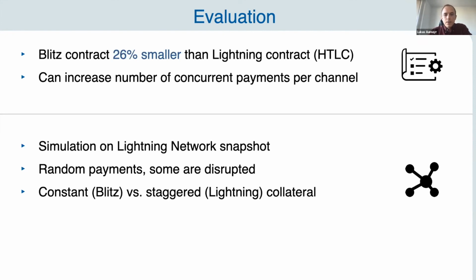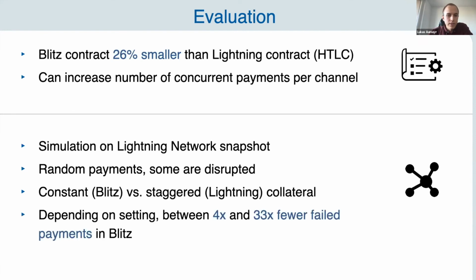Then we ran the rest of the payments and we found out that, depending on the setting, so how many payments are disrupted, how many payments we send through the channels and what value these have, we have between 4 times and 33 times fewer failed payments in Blitz than in Lightning.